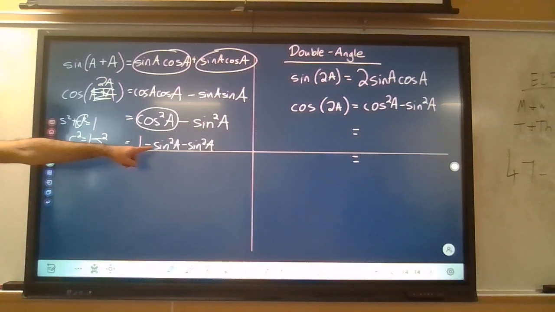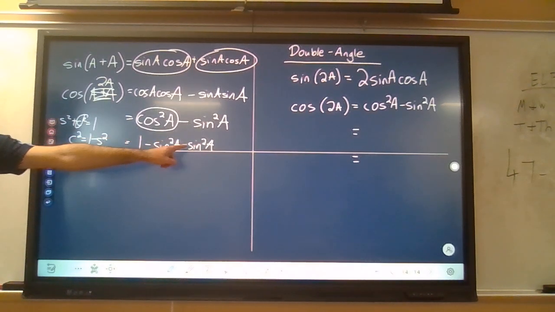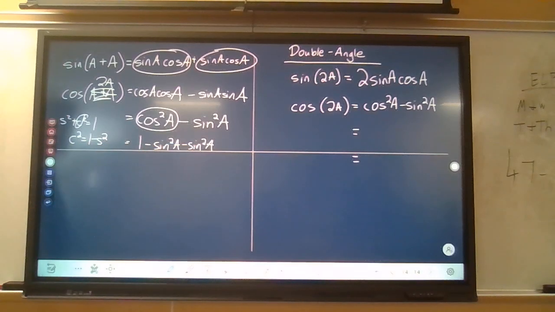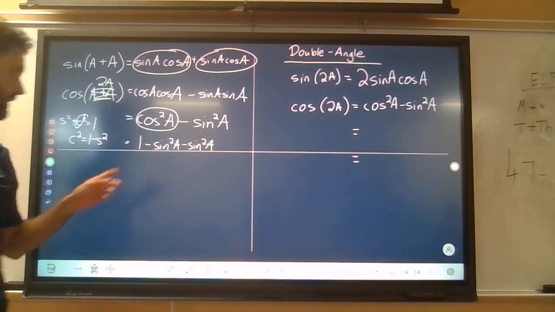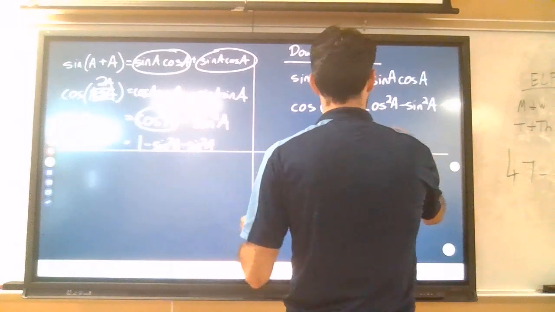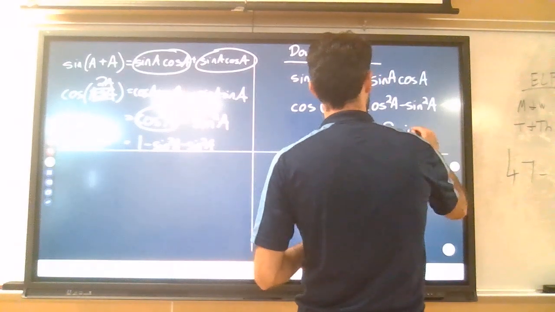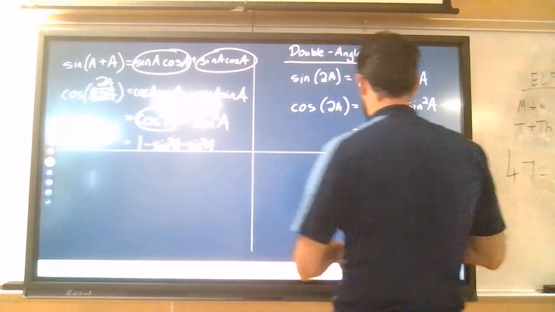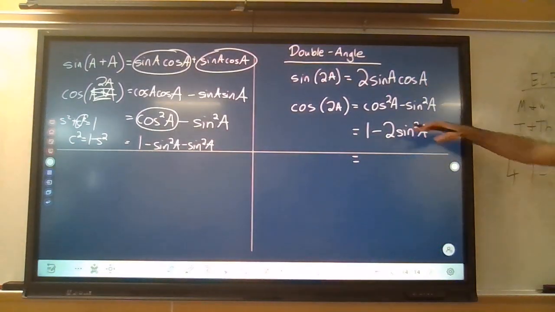Well, I'm subtracting negative sine squared from itself. Negative sine squared, negative sine squared. That gives me negative 2 sine squareds. So I'm going to take that 1, it's going to go right here. And I'm going to put minus 2 sine squared of A. Okay, so that's our second cosine formula.